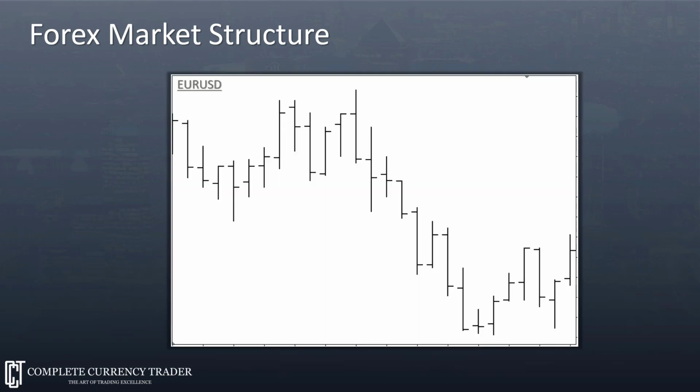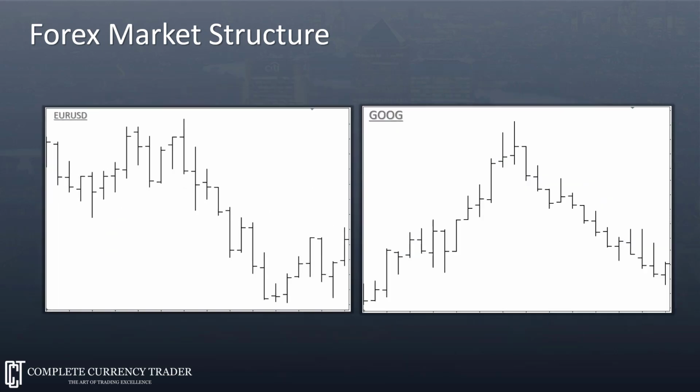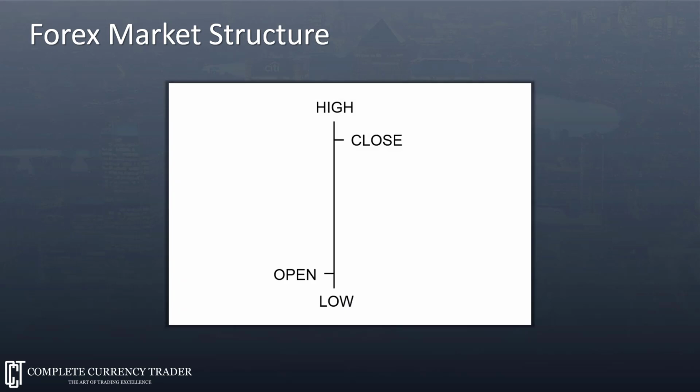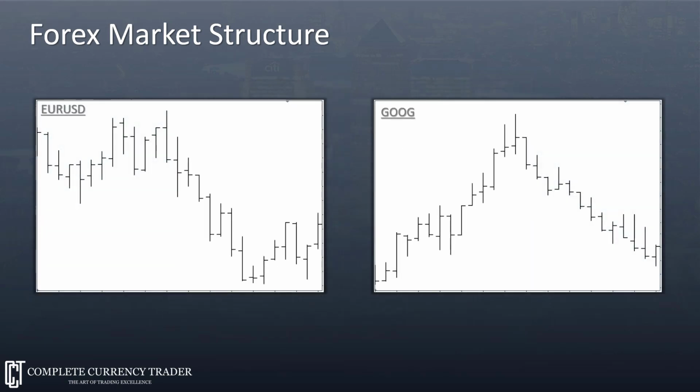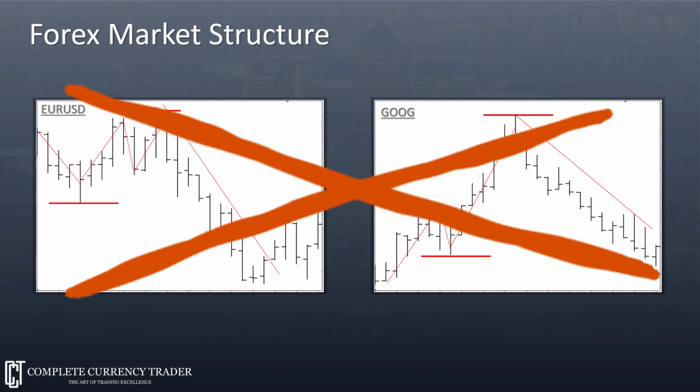When most people look at a currency pair chart, they see a market. This chart of the Euro US dollar looks exactly the same as this chart of Google's shares. They're both displaying price bars with an open, a high, a low, and a close. And because they look the same, people assume that they are the same, and so they try to trade them with the same strategies, using things like support and resistance, and trend lines, and Elliott wave, and so on. But the truth is, any similarity is only superficial. It's an illusion.